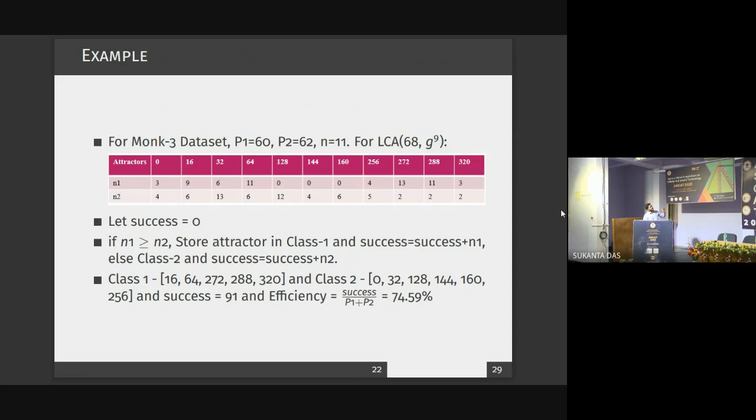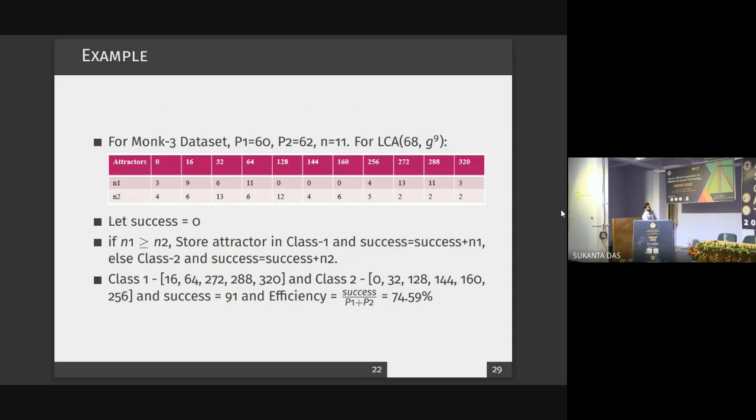For the first column, you can see the attractor 0. N2, which is 4, is the maximum, so I will send that particular attractor 0 to class 2, as N2 is greater than 3. And I will add this 4 to the success variable, which is initialized with 0. Similarly, for the second one, 16, 9 is greater than 6, so I will send this attractor to class 1, and add 9 to the success variable. Similarly, I will do this for all. The success variable comes out to be 91, and the efficiency turns out to be 74% for this.